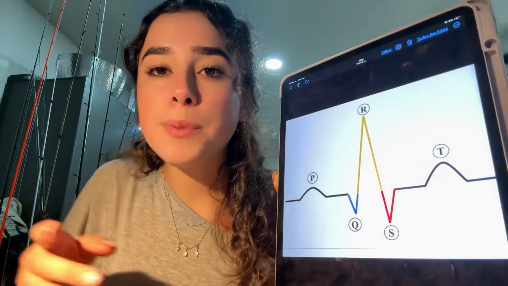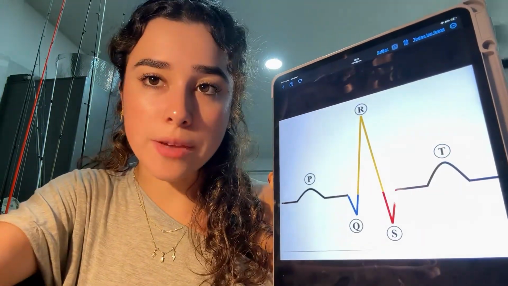In adults, the normal QRS duration should be between 80 to 120 milliseconds. And last but not least, let's explore the T wave. The T wave represents ventricular repolarization, preparing the heart for its next beat.